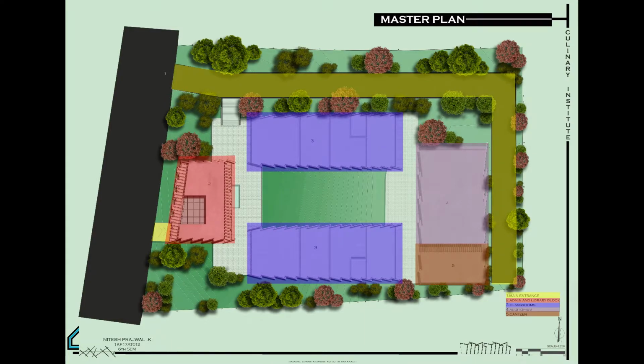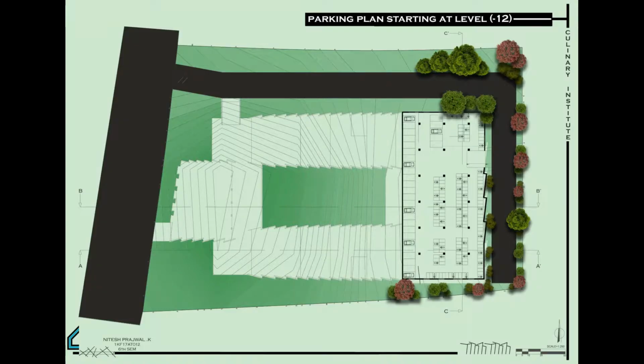The academic block has two wings which are parallel to each other and divided by green spaces. Parking plan starting at -12. The main entrance to the site is on the west side. The parking is under the auditorium block. The capacity of parking is 220 two-wheelers and 40 four-wheelers.